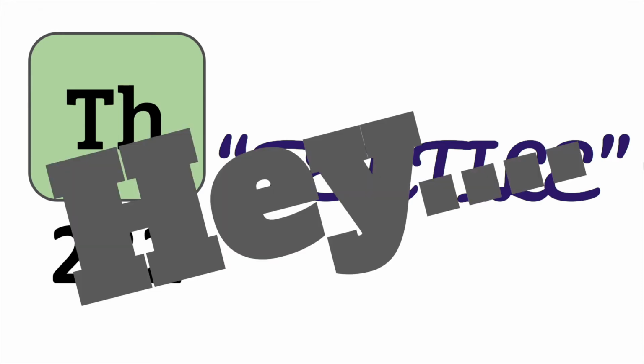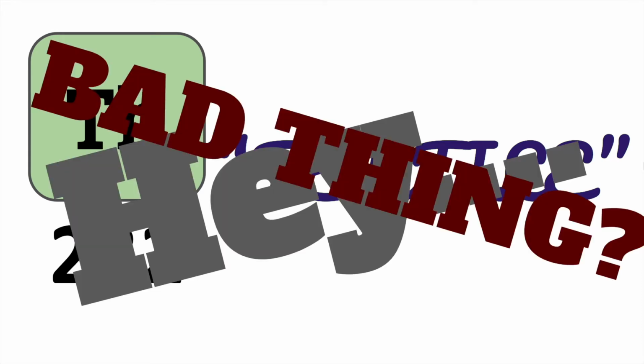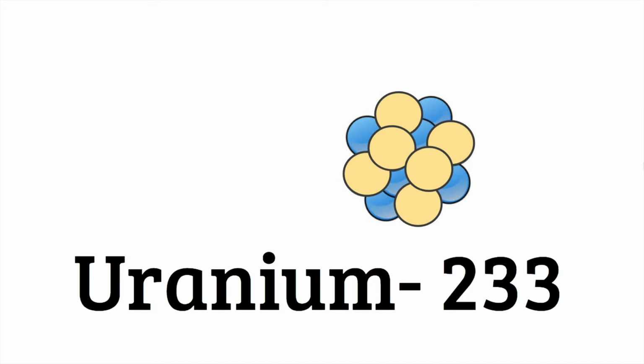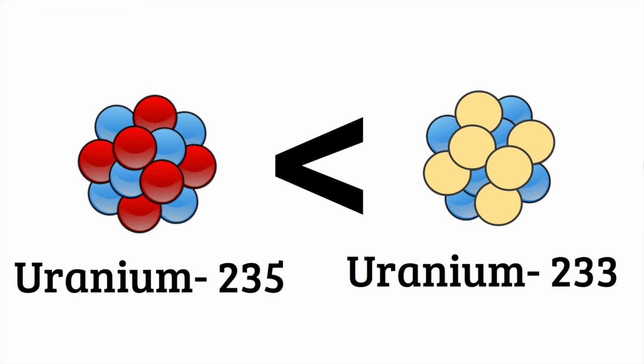And you might be like, hey, you just said a while ago that being fertile is a bad thing for uranium, and you're right. But for thorium, because it's fertile, once it absorbs a neutron, it goes through the process of becoming uranium-233. Uranium-233 is very fissile and very efficient compared to even uranium-235.